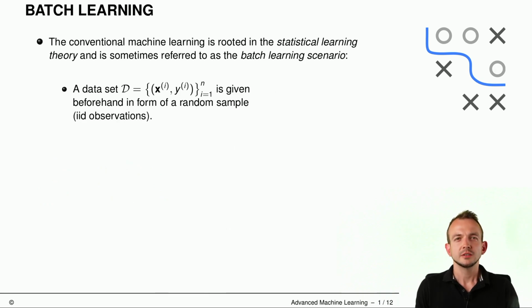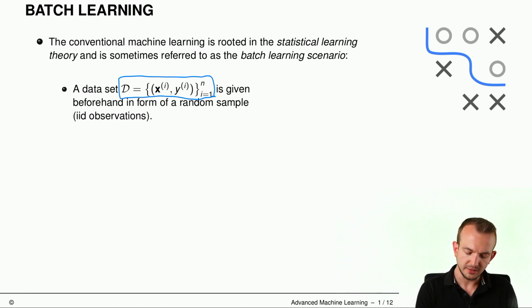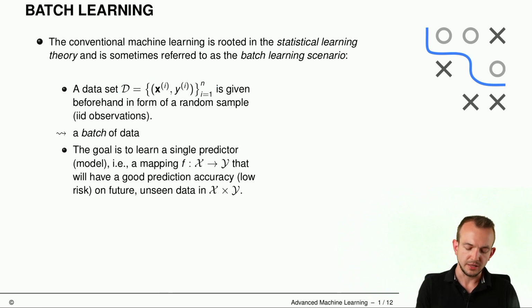So let's have a short recap on the batch learning scenario, the rather classical way which we consider in machine learning, and try to figure out why it's called batch learning at all. The name is due to the following fact. We typically have a data set D consisting of pairs X and Y, feature and label pairs, which are generated by some unknown probability distribution in terms of a random sample. And this data set is nothing else than a batch of data we have.